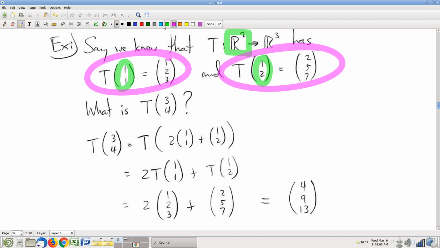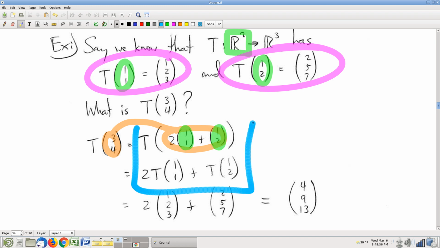Suppose you want to know T of (3, 4). How am I going to figure out T of (3, 4)? Well, (3, 4) is a linear combination of those basis vectors, like that. You've got to do a little bit of work to figure out these coefficients of 2 and 1, but nevertheless, there is a way to do this. The coefficients are 2 and 1, and then linearity allows me to rewrite like that, just like in our proof above.